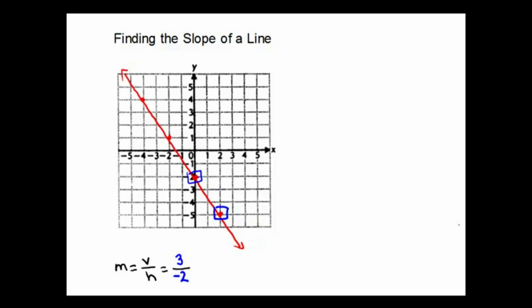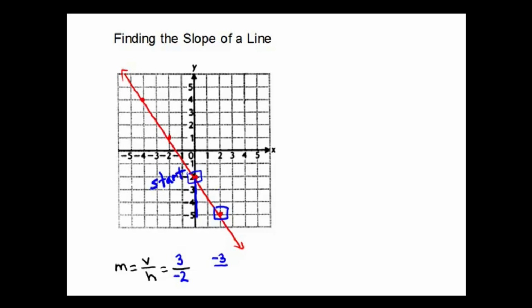Let's see what would happen if we went in the other direction. So say we started at this point and moved to the other one. So first we would do our vertical change. We're going to have to go down 1, 2, 3 spaces. Going down is negative.